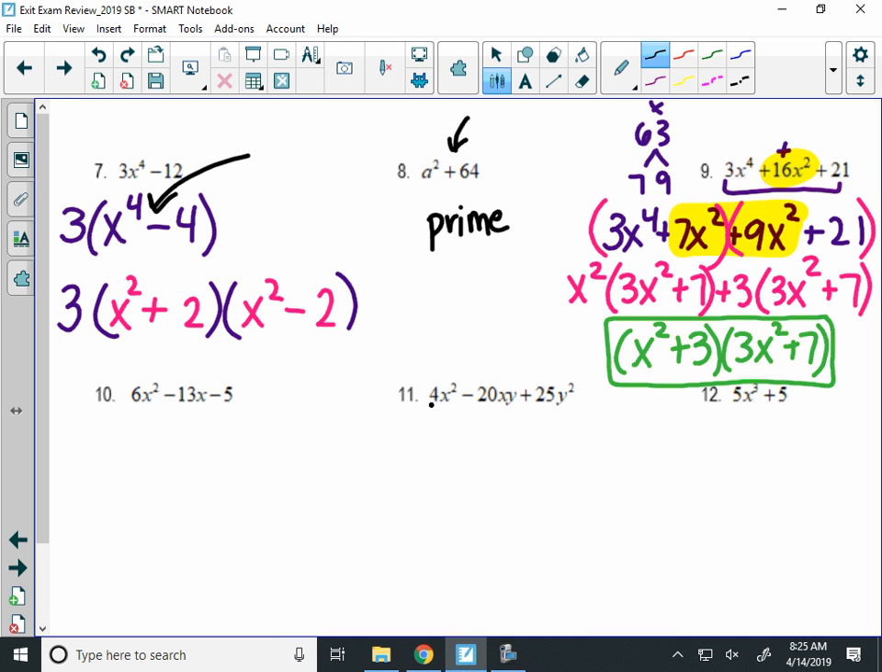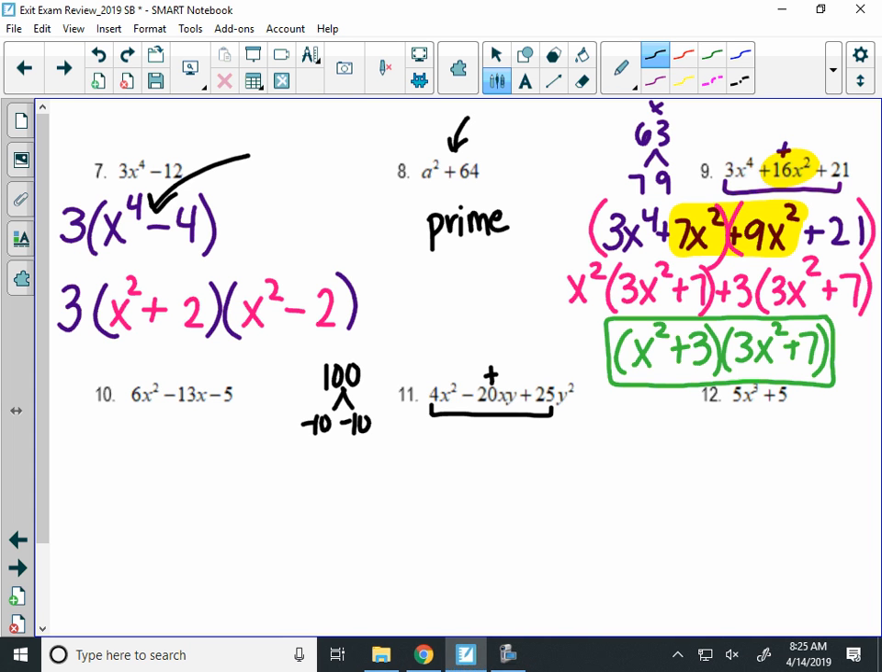So what I'm going to do is I'm going to multiply the 4 and 25. I'm going to ignore the variables for a moment. I'm just going to deal with the numbers. I need two numbers that multiply to 100, 4 times 25, and add to negative 20. Well, that would be negative 10 and negative 10.